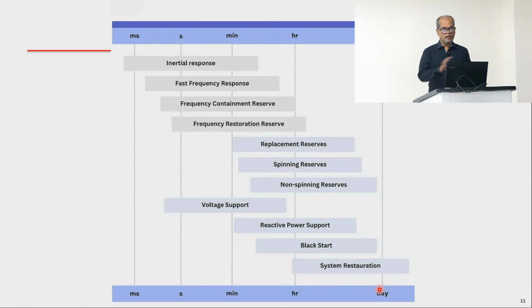So whatever service you are planning, you have to make sure that you are providing that service considering the time frame that it needs. Because if there is a fast frequency problem and you are planning to supply in maybe tens of minutes, by that time the system will already be unstable. So you have to act very fast.